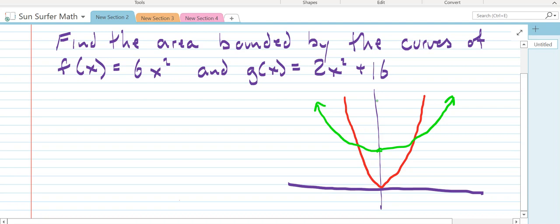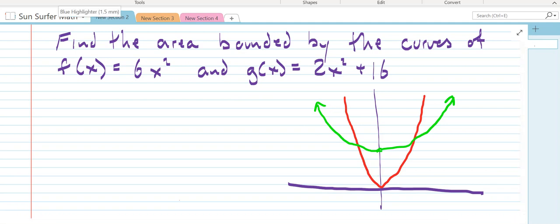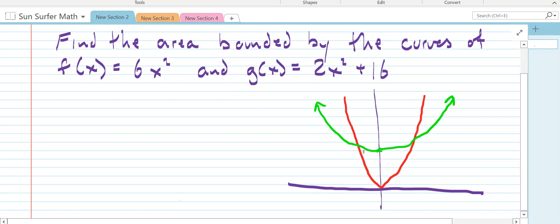Now, we want to find the area between these two parabolas, which of course is going to be all of this area down in here. That's the area bounded by those two curves. To do that, we need to find the 2 points of intersection, this point right here and this point right there. Well, we can also do that algebraically, simply by setting the two equations equal to each other.